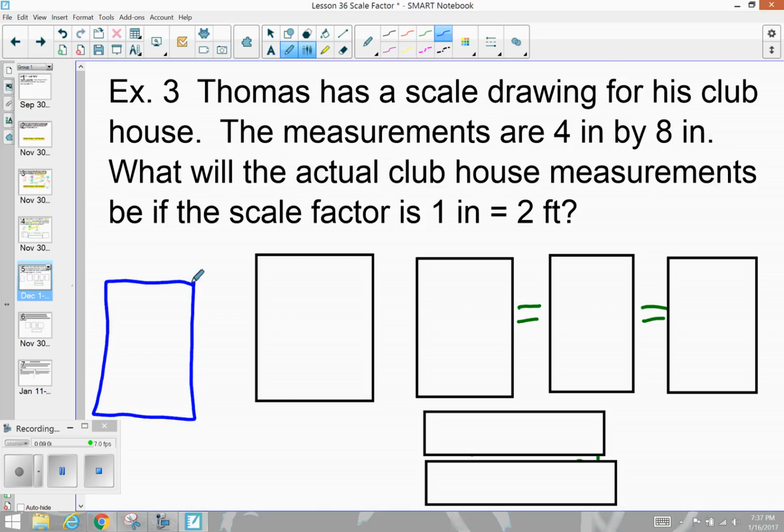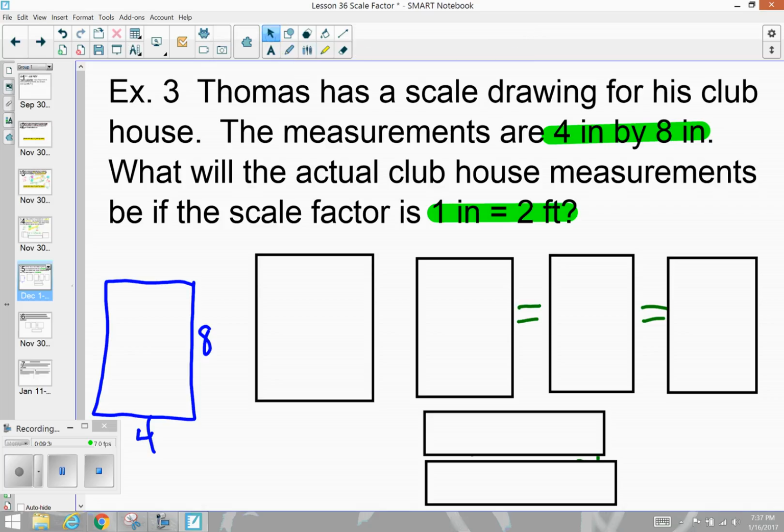The actual clubhouse measurements use a scale factor of 1 inch that will equal 2 feet. All right, so what do we know? We know that 1 inch is equal to 2 feet. And we have 4 inches by 8 inches. So let's go back and let's write in what we know. We know that this is going to be 8 inches on this side. This is going to be 4 inches when he draws it. So what will the actual size of this clubhouse be? Because I think it would be very, very tiny if he was making it by inches.